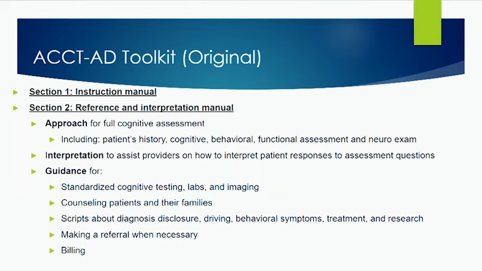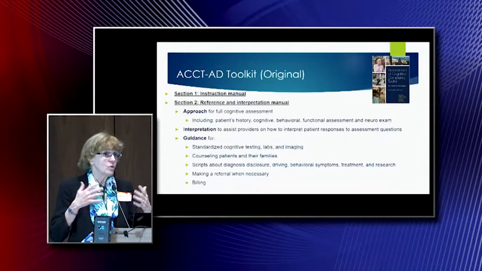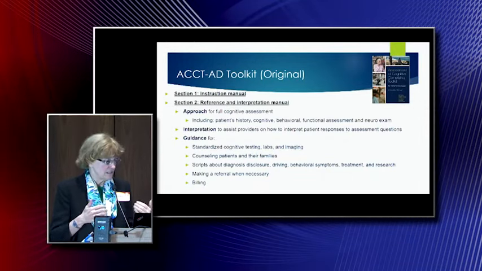And it was put out as two things. One, an instruction manual, which is a blue. And so if you Google this toolkit, ACCT-AD, right? If you Google this, this is what you'll find. And you'll find an instruction manual, which is about 5 pages long. And it kind of goes over how to use it. And then there's a reference and interpretation manual, which is really the meat of it. And it's really long. And it has all the flow sheets about how you do the questions and what questions you ask and what answers you might expect and that sort of thing.